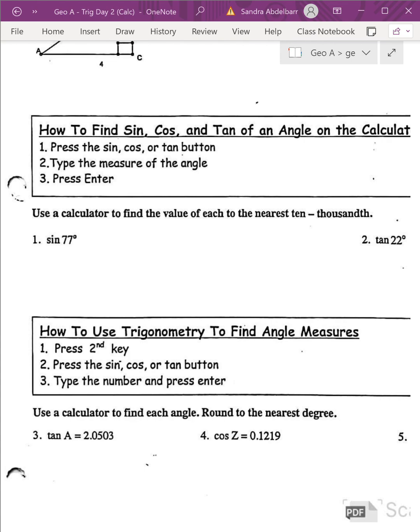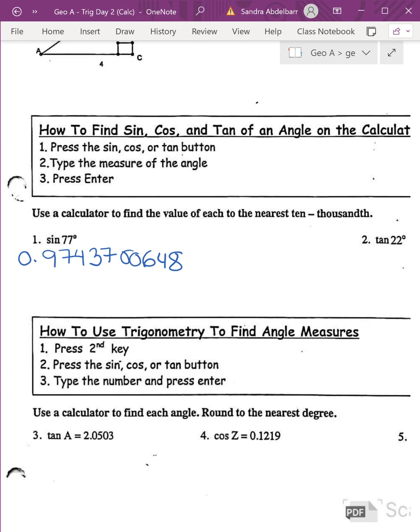You do not need to close the parenthesis, but if you want to, because you like how it looks, there is a parenthesis there that you can press to close it. It's not necessary. Then you press enter, and what we end up getting is 0.97437000648.